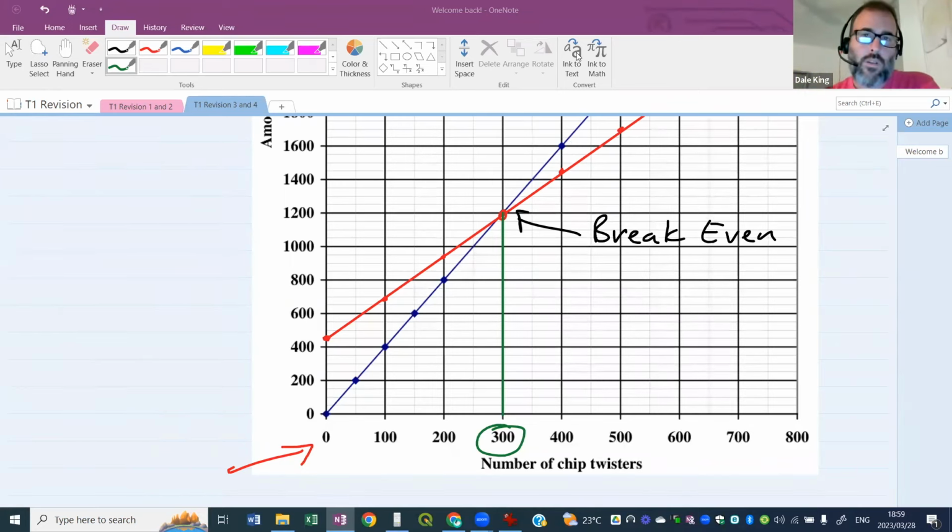If I was Lorato, I might consider reducing my costs somewhere along the line. She's going to have to work very hard. Or I'd make my chip twisters cost a little bit more. I think I'd sell them for a little bit more. Yes, you could sell them for more than R2.50. If you sell them for more than R2.50, then the break-even point will be lower down. You would have to make fewer chips to start breaking even.